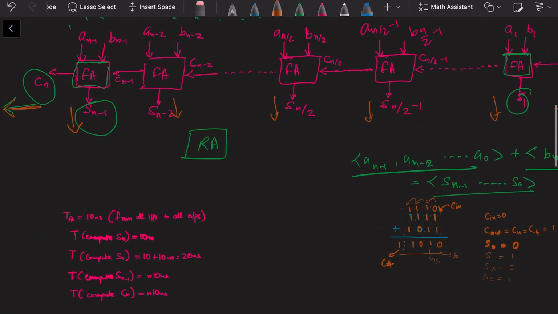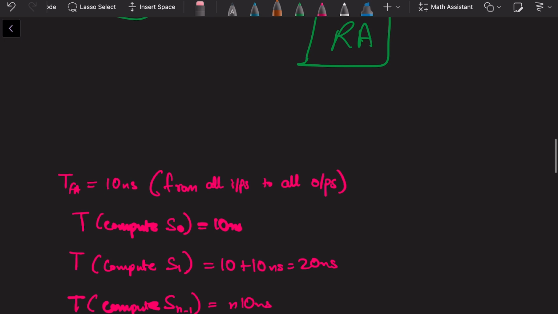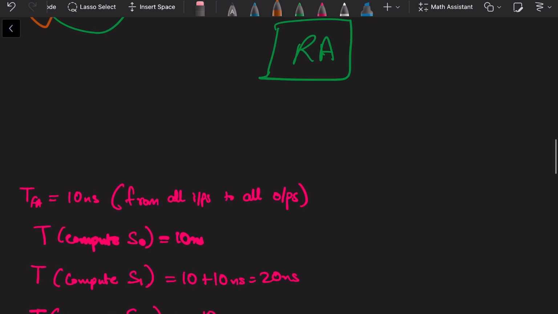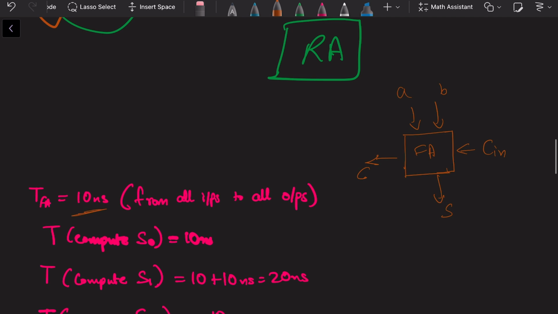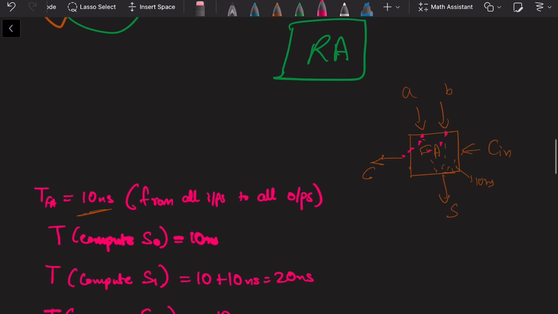So now let's imagine the time taken by a full adder to compute the sum or carry. So this is your full adder. The time it takes for it to compute the sum bit and the output carry bit is 10 nanoseconds. What does that mean? It means that the delay from all the inputs to sum is 10 nanoseconds, and the delay from all the inputs to carry is 10 nanoseconds.